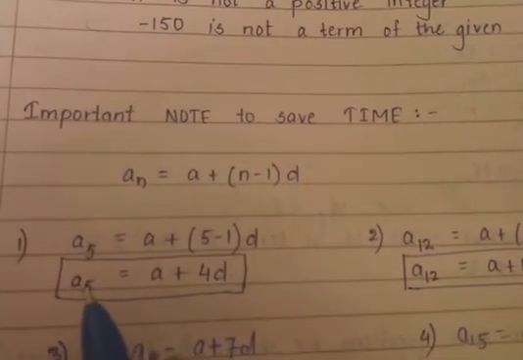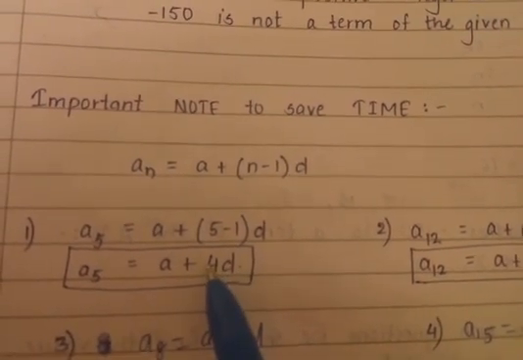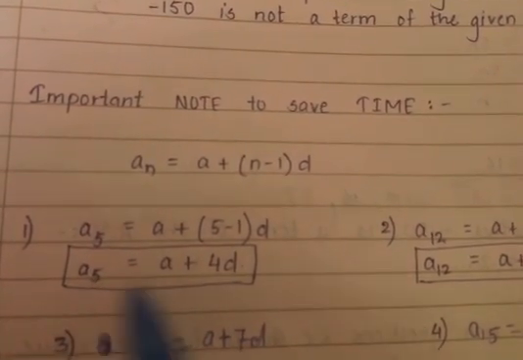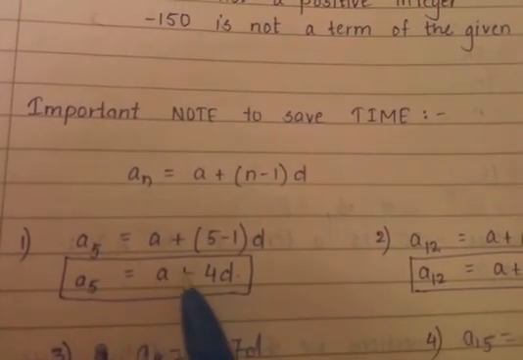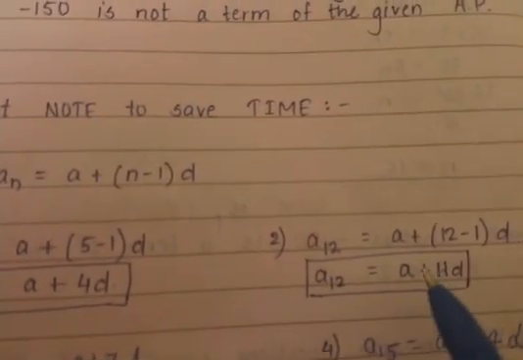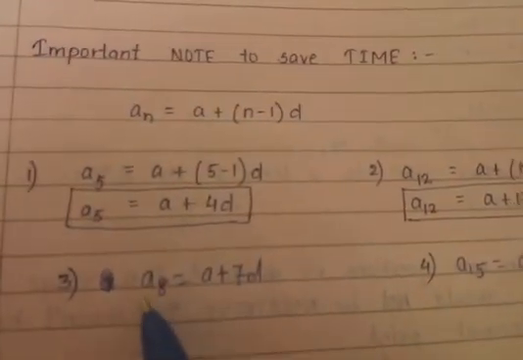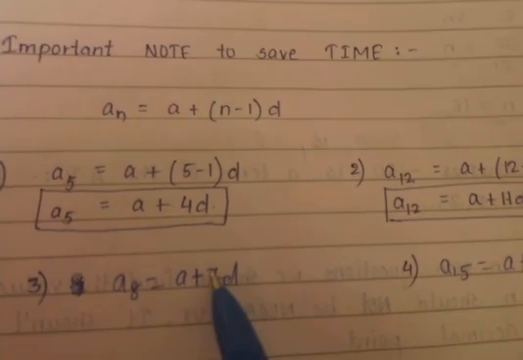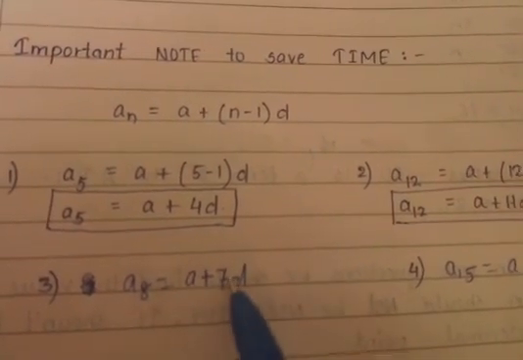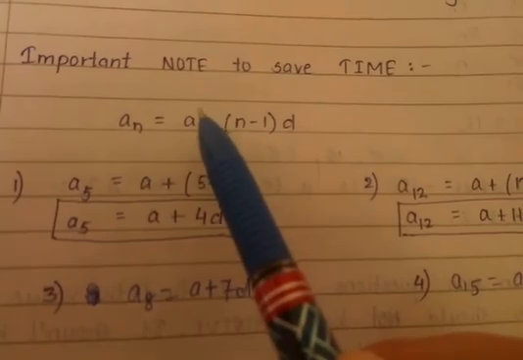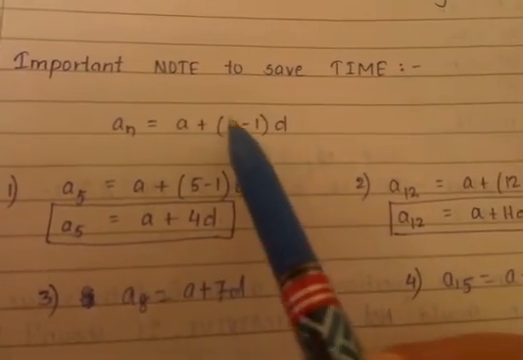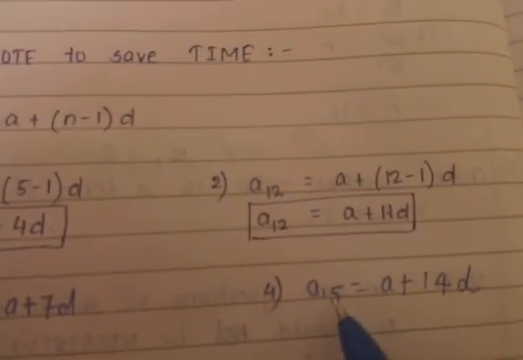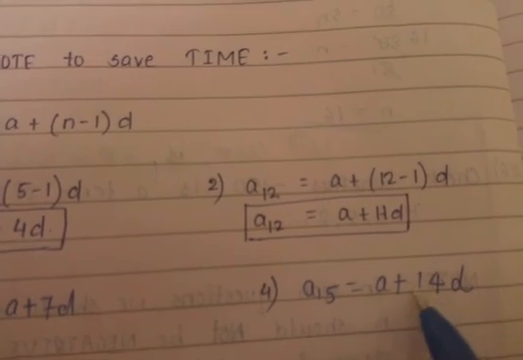Now let's come back to this. So a5, the number which is present before this d is 1 less than this number 5. So 1 less than 5 is what? 4. So a5 is a plus 4d. a12 is what? A plus 11d. Now a8 is what? A plus 7d. Why? This number should be 1 less than this, because this is derived from this formula. In place of n you put 8 here in this case. So 8 minus 1, 7d. So a plus 7d. Similarly, a15 will be what? a15 is a plus 14d.